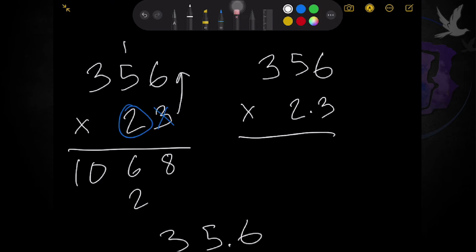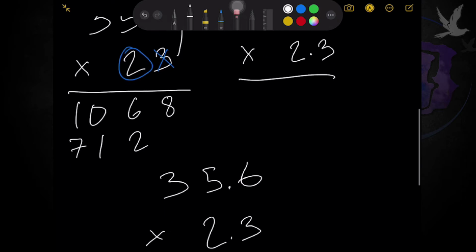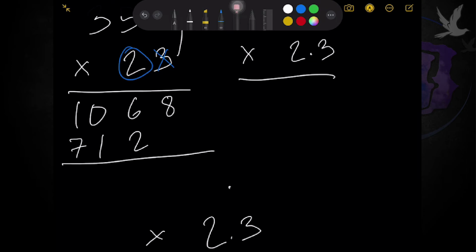So 2 times 5 rather, will give us 10. Carry over 1 will give us 11. Carry over na naman to the next number. 2 times 3 will give us 6 plus 1 will give us 7. So adding up the numbers, erase na lang muna natin to kasi we need the space.